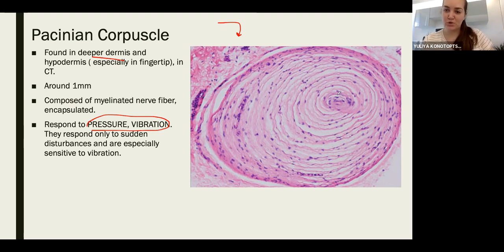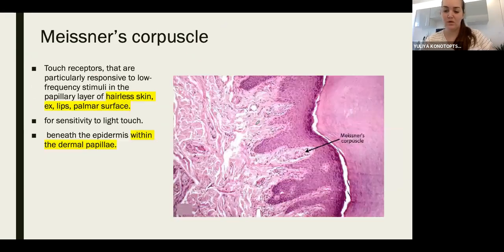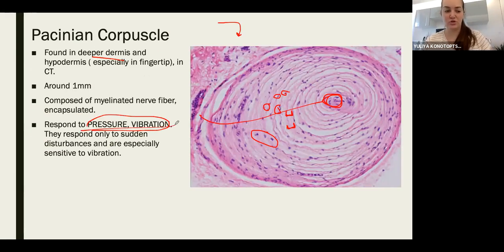So this is how the Pacinian corpuscle looks like. This is your nerve, and this is the capsule that is outside of it. What are those nuclei? Those are Schwann cells. What about this? This is your myelin sheath. Obviously next semester neurohistology will talk way more about it, but that's for now. Those little tiny nuclei are your Schwann cells, and this structure right here is your myelin sheath. Very important, what's its job? Pressure and vibration.